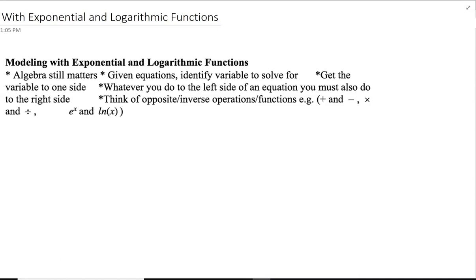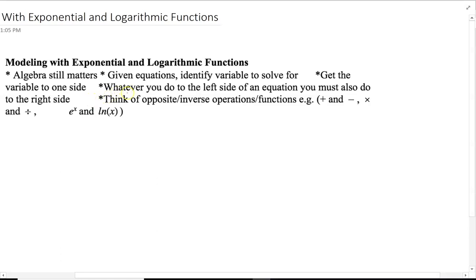Hello everyone, in this lesson we will explore modeling with exponential and logarithmic functions. Just note that algebra still matters, it's very important. Given some equations, you identify a variable which you want to solve for, and get that variable to one side of the equation. Whatever you do to the left side of the equation, you must also do to the right side.